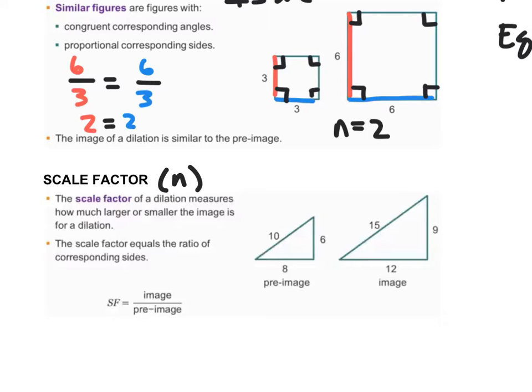So what I want to do is look at a couple of things here. Let's label our corresponding sides. So 10 is going to correspond with 15, okay? And I know that because they're both the largest side. 10 is the largest side of this triangle, and 15 is the largest side of this triangle. I know that 6 is going to correspond with 9. 6 is my smallest side over here, and 9 is my smallest side over here. Lastly, I'm going to have 8 and 12.